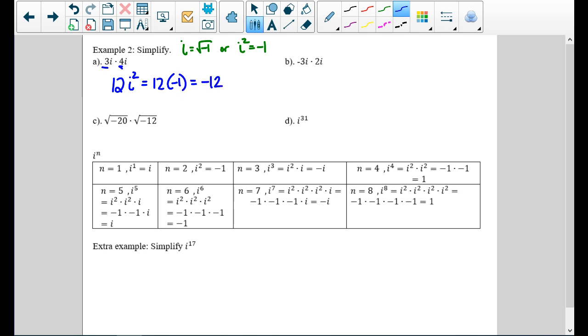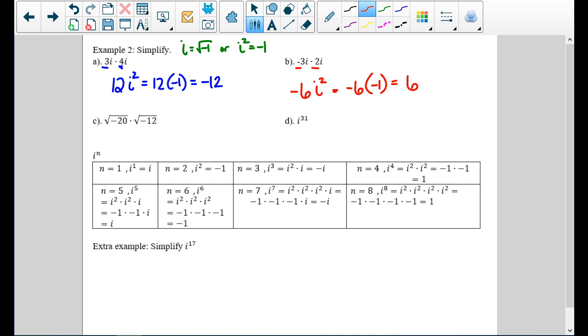So every square changes my sign. If it was negative, negative, negative makes positive. If it's positive, like the 12 here, positive and then that -1 makes the -12. Okay, so you can see that here in letter B. Multiplying my numbers, -3 times 2, -6. i times i is i squared again. i squared is -1, so -6 times -1, negative negative makes that +6. So the square is just changing the sign out front.